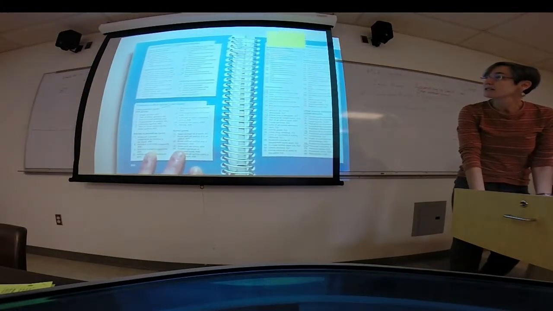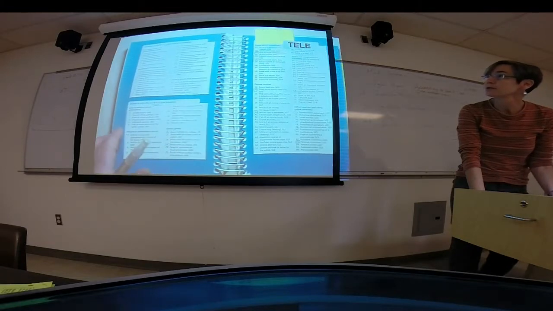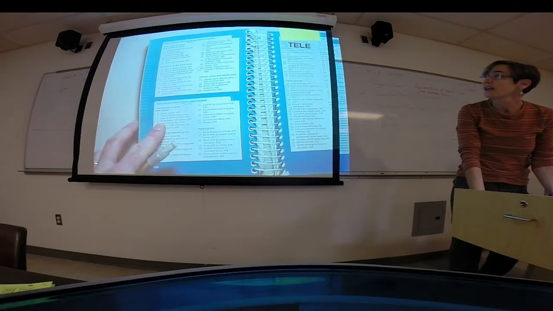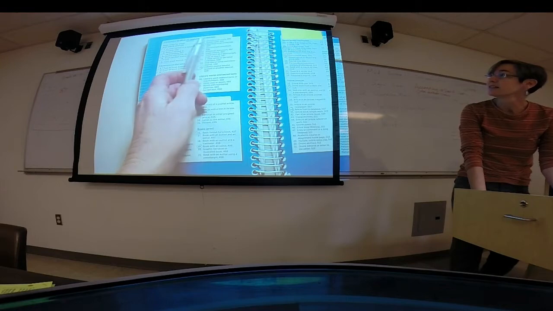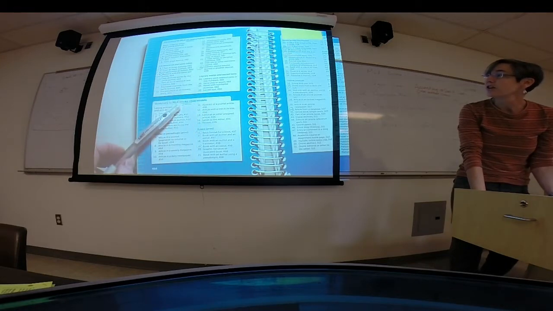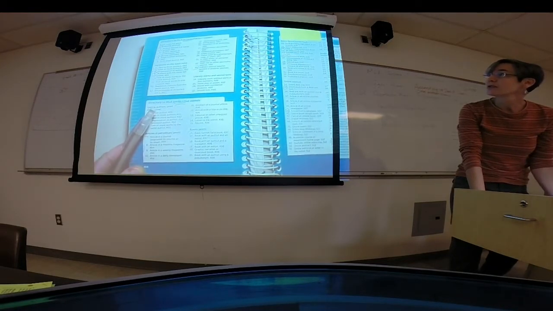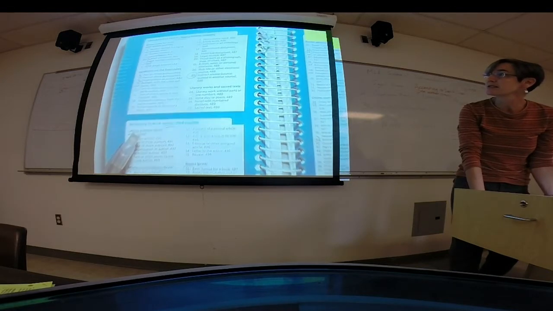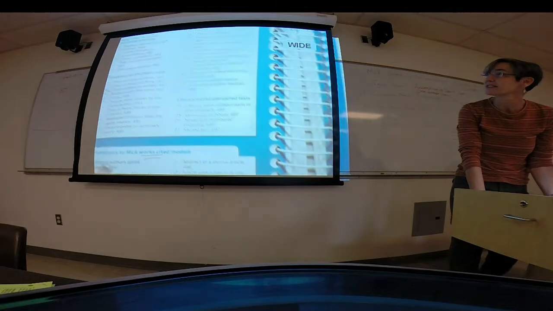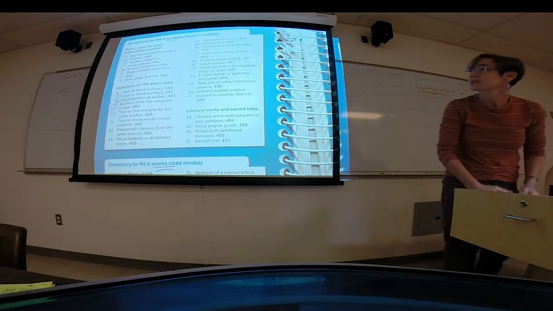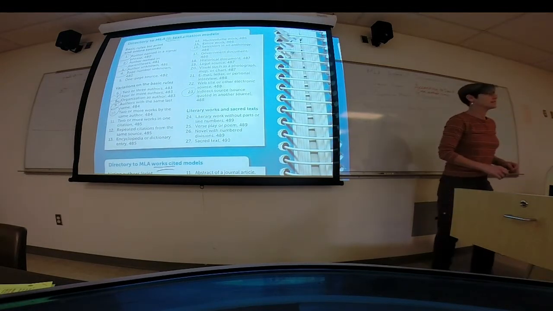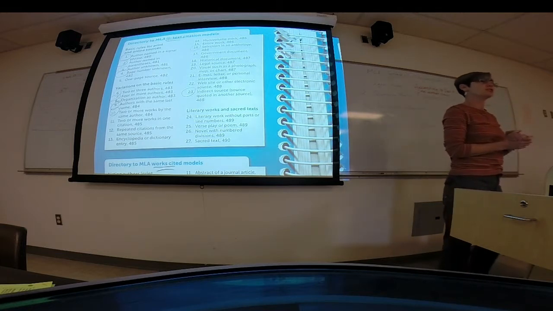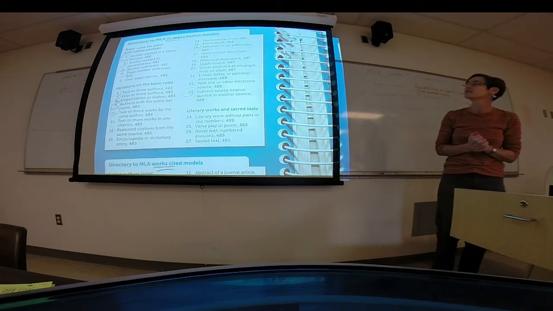You've got these shaded blue directories to all the MLA in-text variations and all the works cited models. So this sounds pretty easy, right? Anytime I'm using a source, signal, quotation marks if necessary, and quotation marks, in-text citation, I'm done. Make sure I put the corresponding information in the works cited.